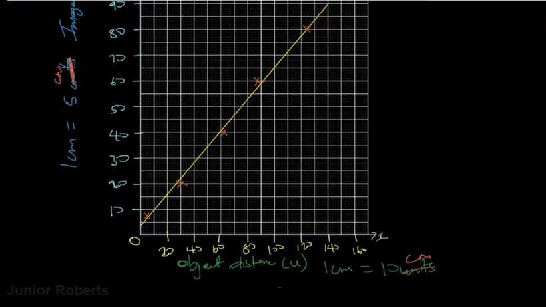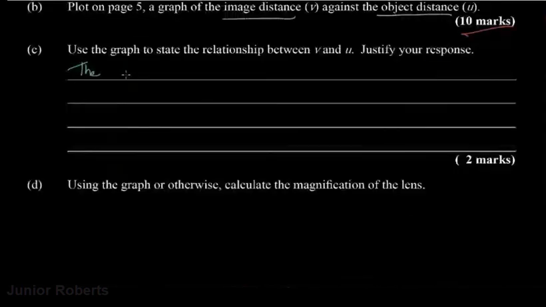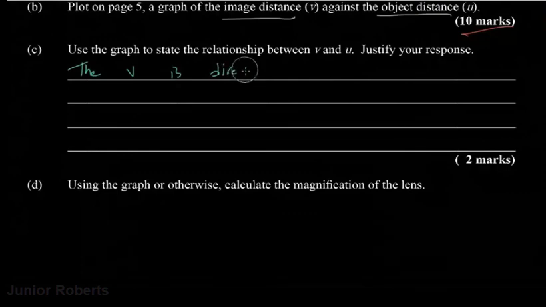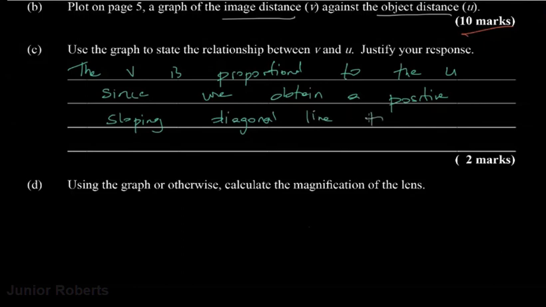So we can now answer our question to say that the image distance V is, not directly, sorry, not directly, but proportional to the object distance U, since we obtain a positive sloping diagonal line that does not pass through the origin. All right, is that clear?